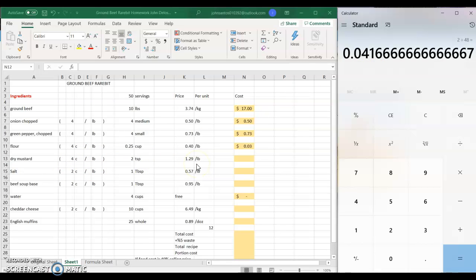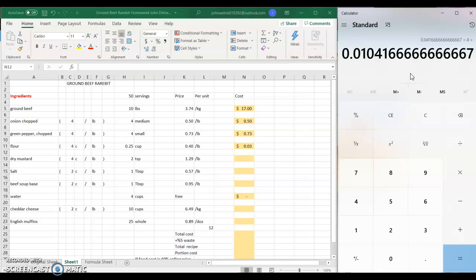So for us to convert it into pounds, we have to use the conversion. Again, this is the amount that we have in cups, and this is what we're going to use for conversion to get into pounds. So we have to divide this by 4, and that will give us 0.1 per pound, etc., etc.